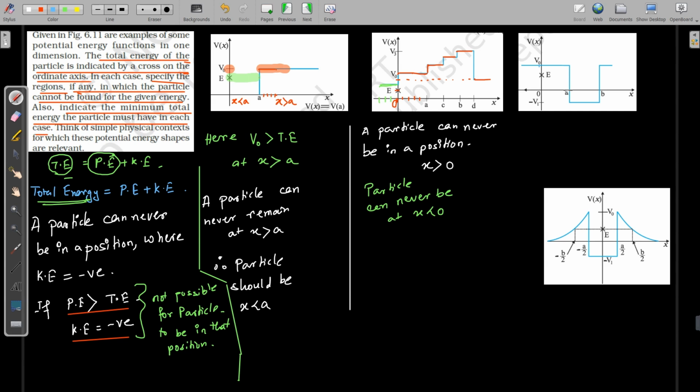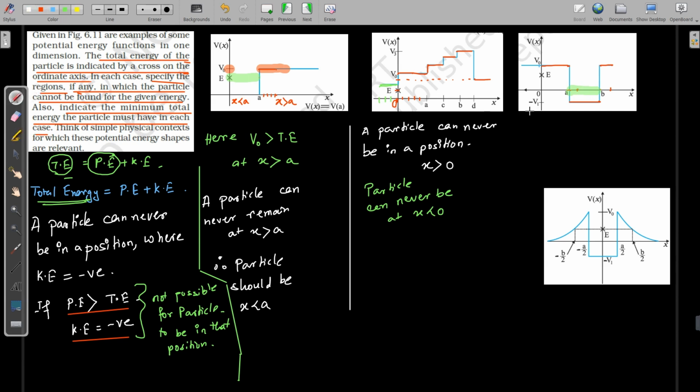At this position, when x is greater than A, can you see potential energy becomes less than total energy? Again, when x is greater than B, potential energy becomes more than total energy. So which portion can the particle be in? The particle can only remain in this position.